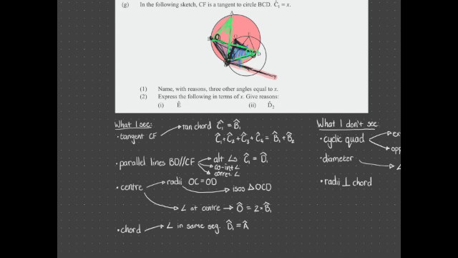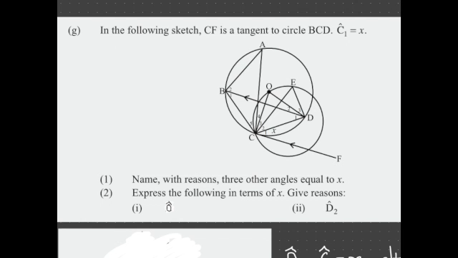Just to warn you, question I does have a typo. They were expecting you to find the angle O, and it's a funny story, but I'll tell you just now. So here is the cleaned up version, and we're going to use that to name with reasons 3 other angles equal to x. There is a massive lines over here, or there are a massive lines over here.